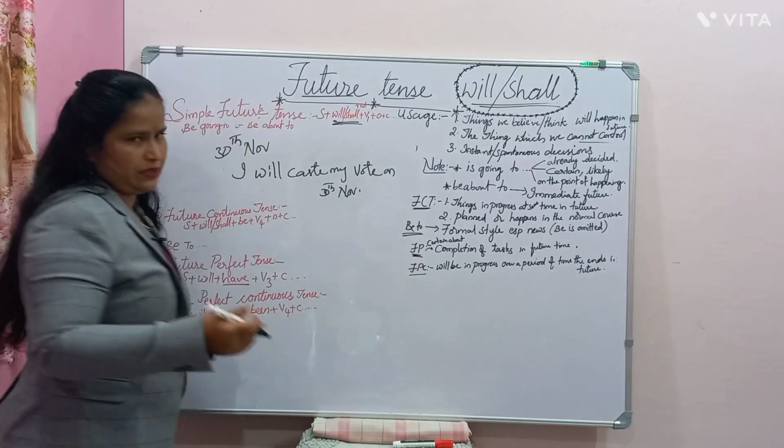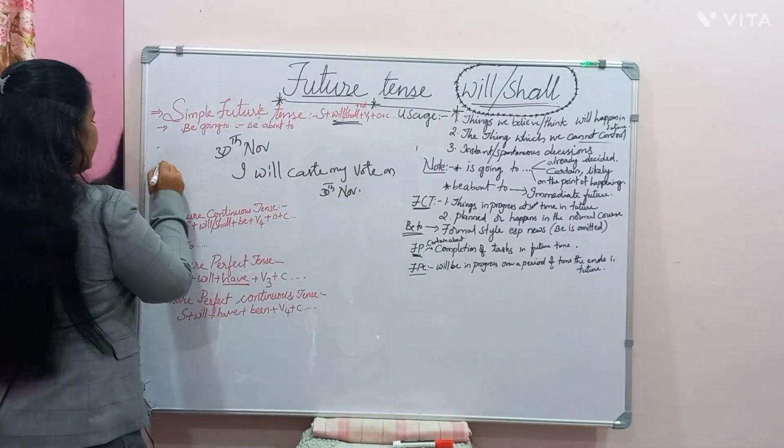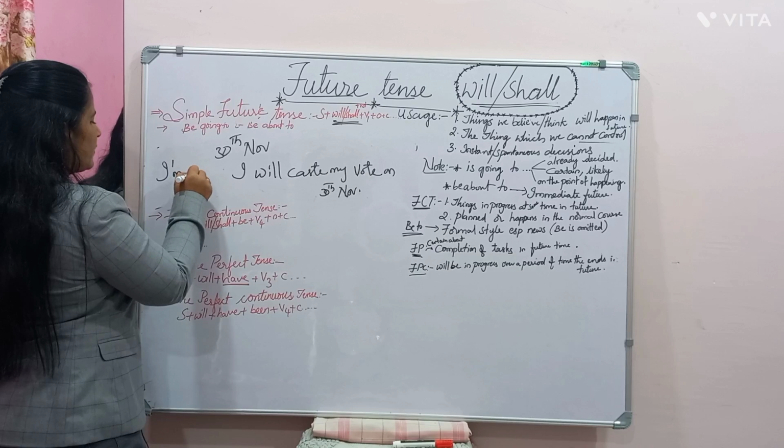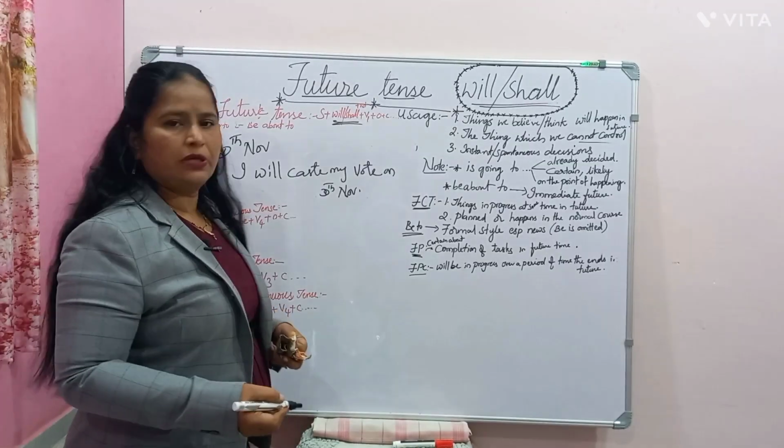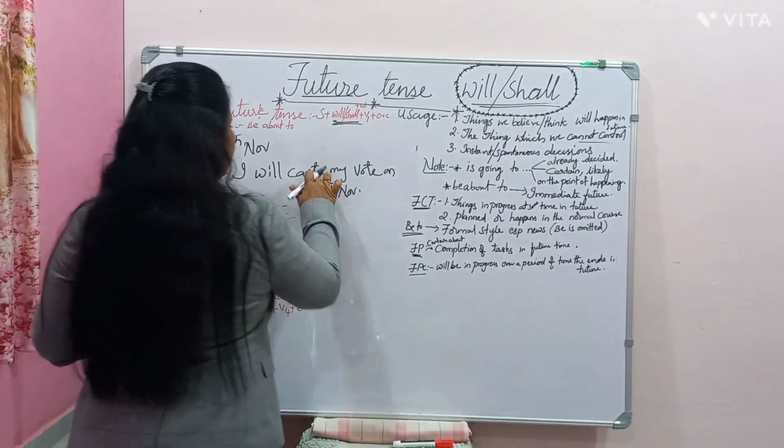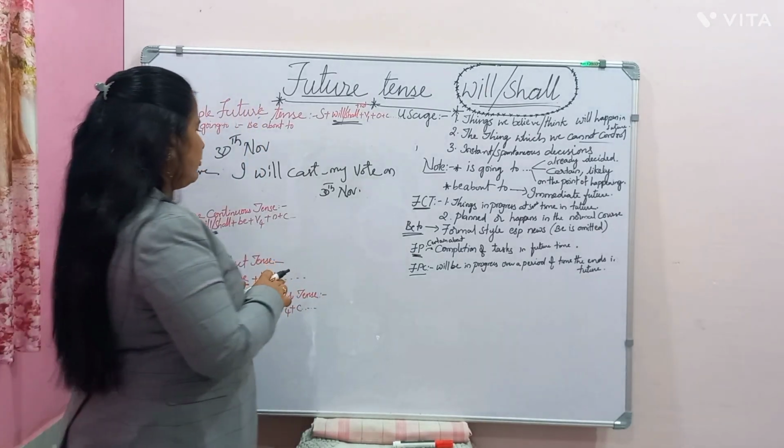So I am sure of this. For this I can use I am sure. I am sure I will cast my vote. I'll cast my vote on 30th of this November.